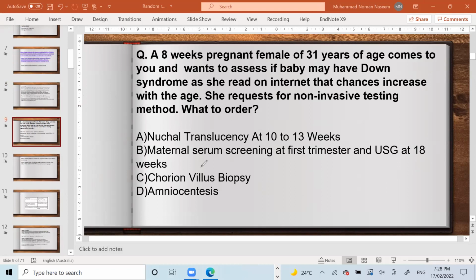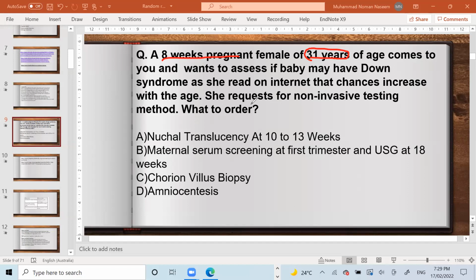All right, our next question is, an 8-week pregnant female, important information, 31 years of age, important information, comes to you and wants to assess if the baby may have Down syndrome. As she read on the internet, the chances increase with age. She requests a non-invasive testing method. What do you want to order for this patient?